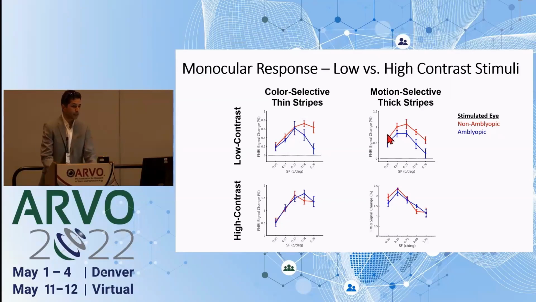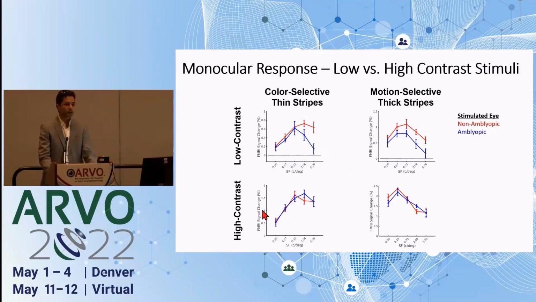When you look at motion selective stripes, just don't forget they are interdigitated relative to each other. So the distance between them is something like a few millimeters. Here you see a more general effect. Statistically, here you see an interaction between the spatial frequency and the stimulated eye. Here you don't see that interaction. You see an effect of spatial frequency and an effect of stimulated eye, but not interaction between them.